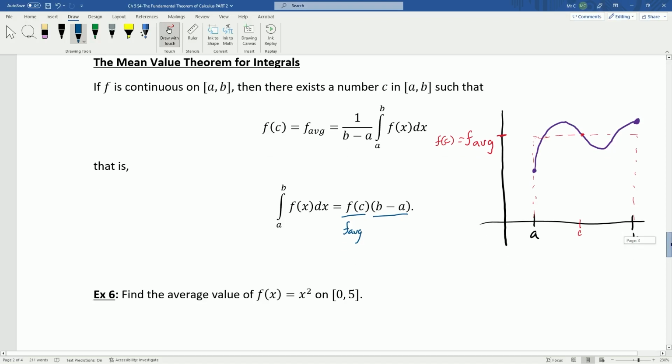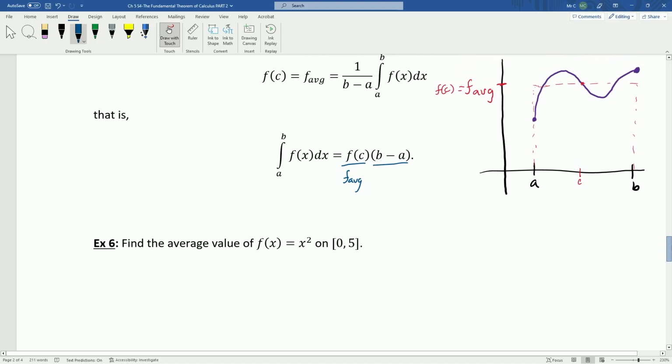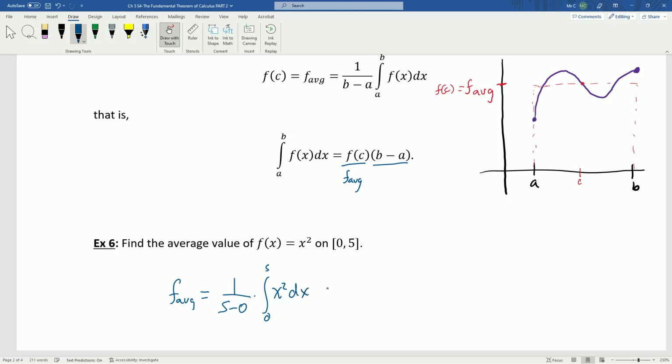All right, so with that out of the way, let's go ahead and tackle a little example problem. Find the average value of f of x equals x squared on the interval from 0 to 5. That's pretty straightforward. F average, that's going to be 1 over 5 minus 0 times the integral from 0 to 5 of x squared dx. That's 1/5 times x cubed over 3 evaluated from 0 to 5. That's 1/5 times 5 cubed over 3 minus 0. 1/5 times 5 cubed over 3, that's going to be 25 over 3.